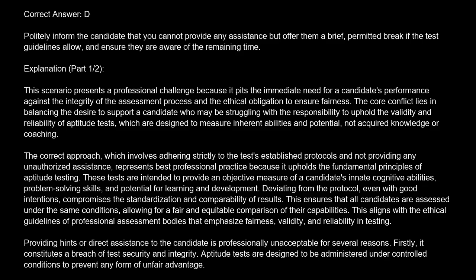The correct answer is D. Politely inform the candidate that you cannot provide any assistance, but offer them a brief, permitted break if the test guidelines allow, and ensure they are aware of the remaining time.